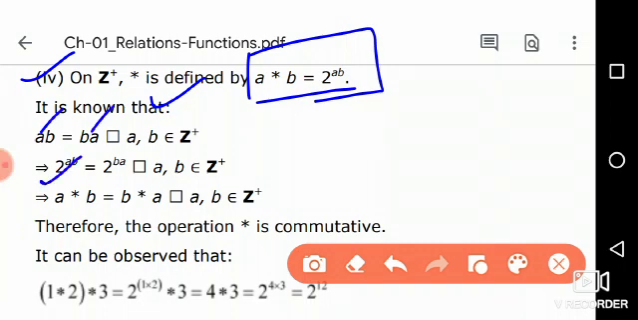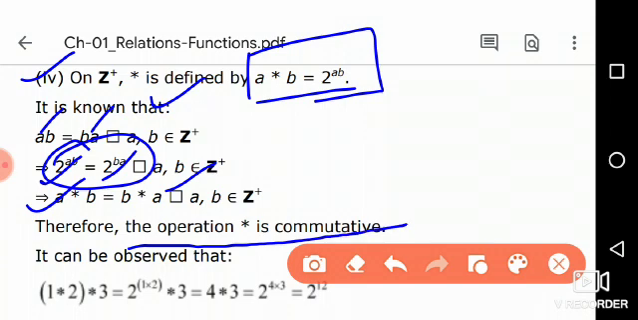But this implies A star B in this case is 2 to the power AB and B star A can be written as 2 to the power BA. For all A, B belonging to Z plus, we can say that both the sides are equal. Therefore, A star B is equal to B star A. Hence, the star is a binary operation which is commutative. Or we can say that the operation star is commutative.